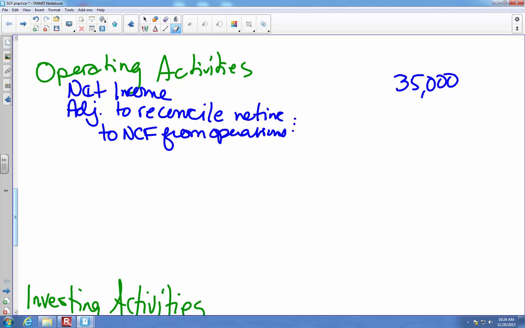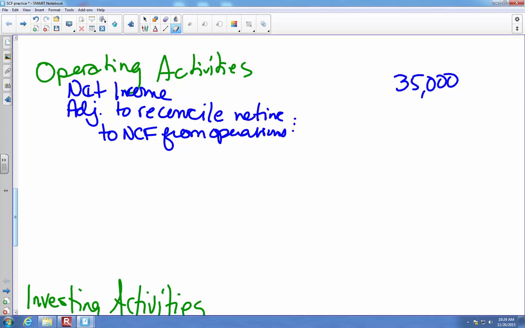But which section? On the statement of cash flows. I sold my piece of land, I sold my equipment, I sold my cow. Which section? Yeah, it goes in investing. That's where we put all the cash from buying and selling long-term assets.